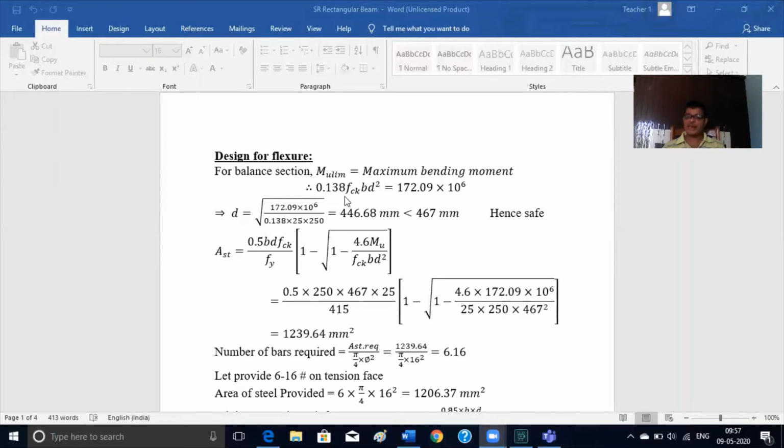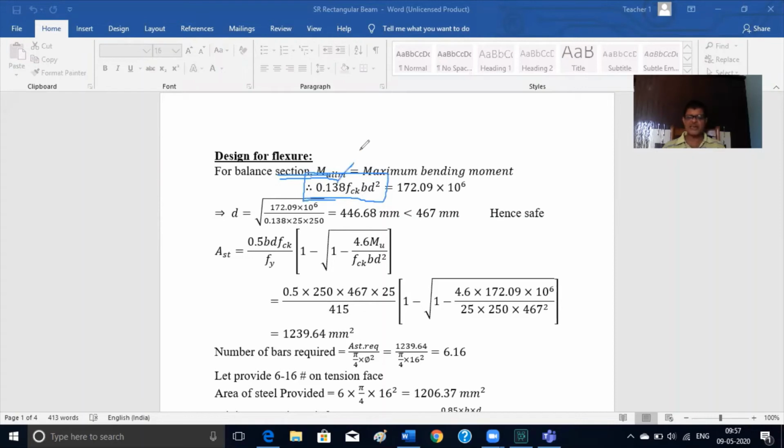From the formula, you find for this particular grade of concrete and for this particular grade of steel, XU maximum by D, if you replace those things by the value 0.48, you will find it's coming 0.138. So this is the formula. You will find a simple formula that for Fe415, for a balanced section, the limiting moment is equal to 0.138 FCK BD square.